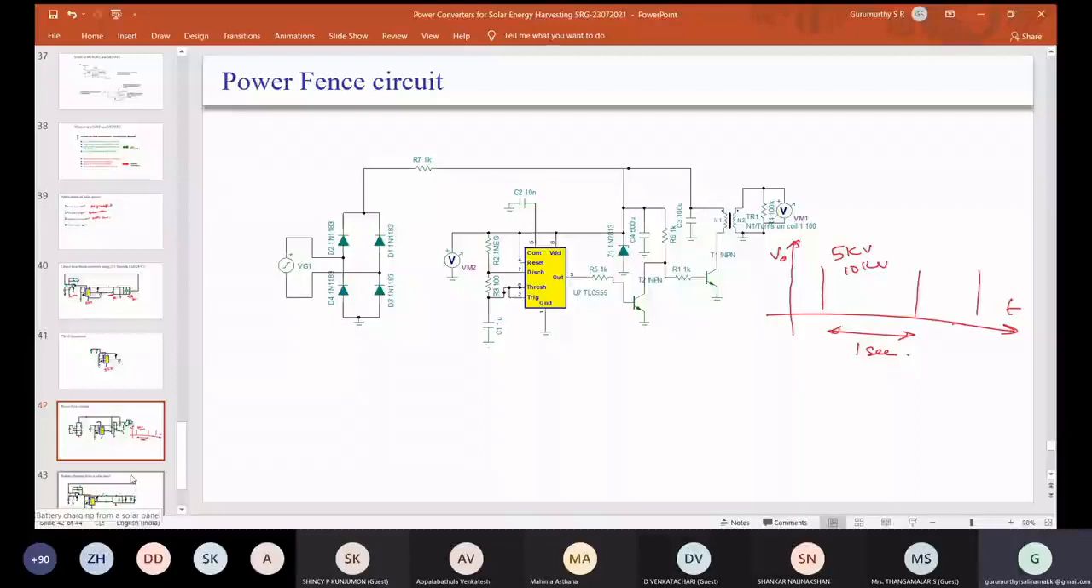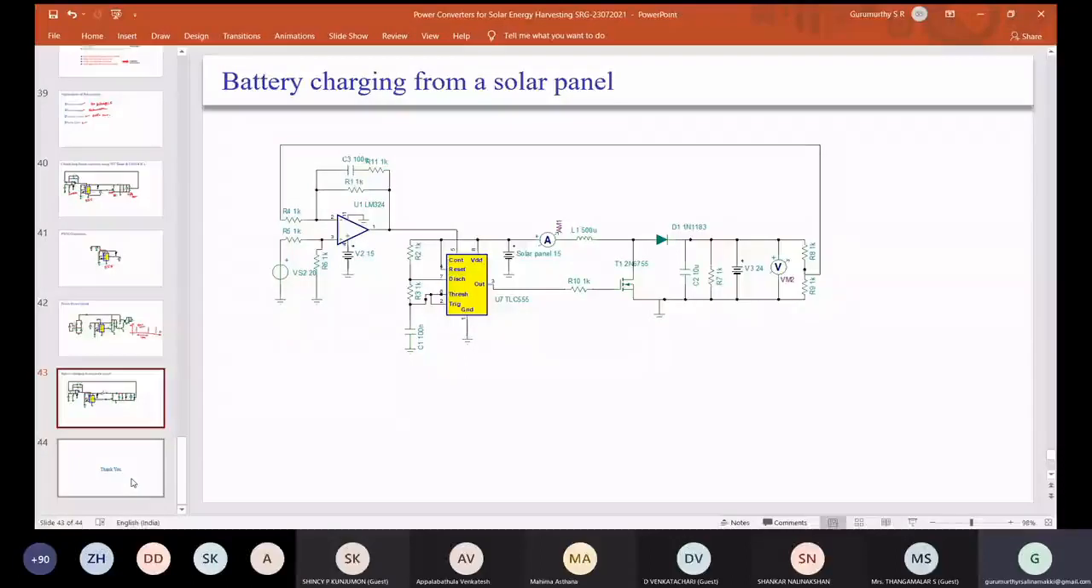Then you can use this solar converter as the battery charging circuit. So this is the battery which is required to be charged. So these circuits are available. Maybe in the afternoon session we can have the hands-on experience of all these things. Okay, I think that ends my presentation.